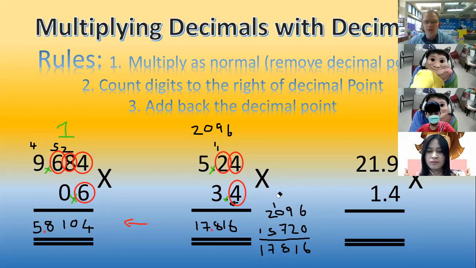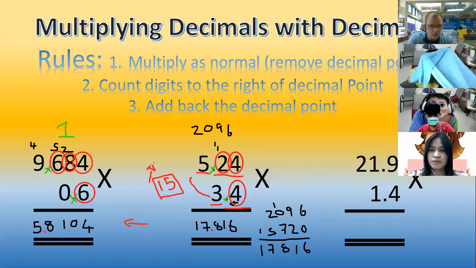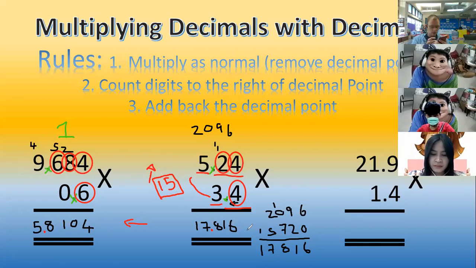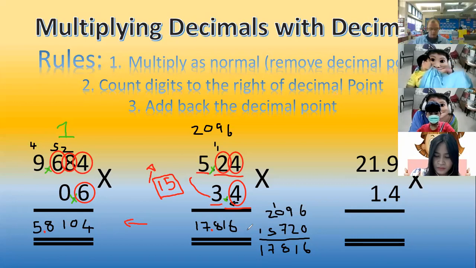Now, how do we know if it is correct? The easiest way to know is look at your first two numbers. Here we have a 5 and we have a 3. The whole numbers. If we multiply the 5 and the 3 together, we know we're going to get at least 15. So because we have more numbers than 5 and 3, we know we have to have more than 15. So if our answer is 17, we know that our answer is correct. Let's check on the calculator to make sure we worked correctly. There's your answer. 5.24 times 3.4 equals 17.816.